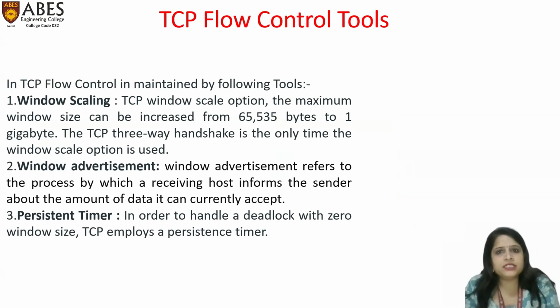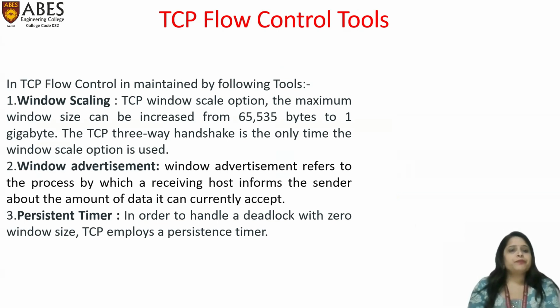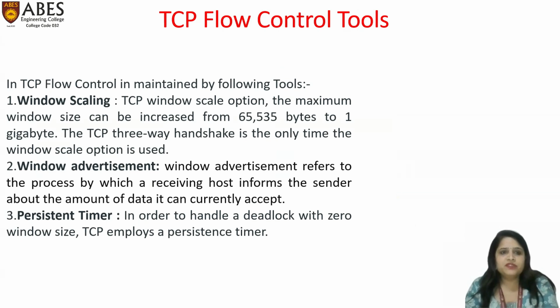Now we'll discuss the TCP flow control tools. In TCP, flow control is maintained by using the following tools. The first one is window scaling, the second one is window advertisement, and the third one is persistent timers. So let us discuss these three tools one by one in detail.